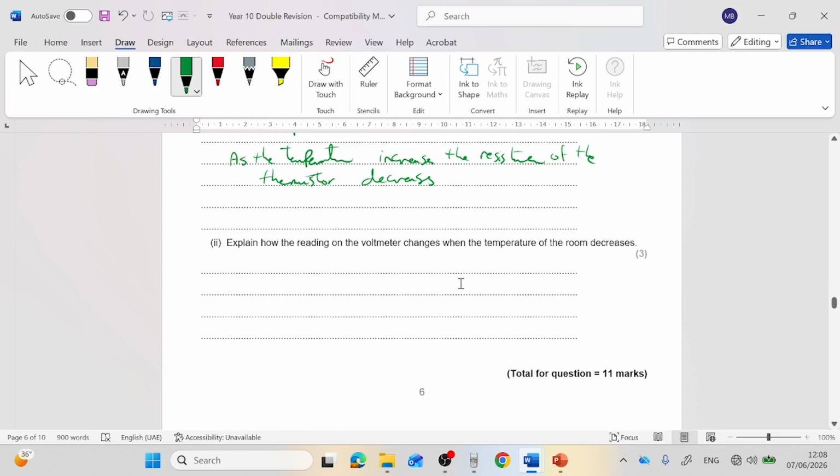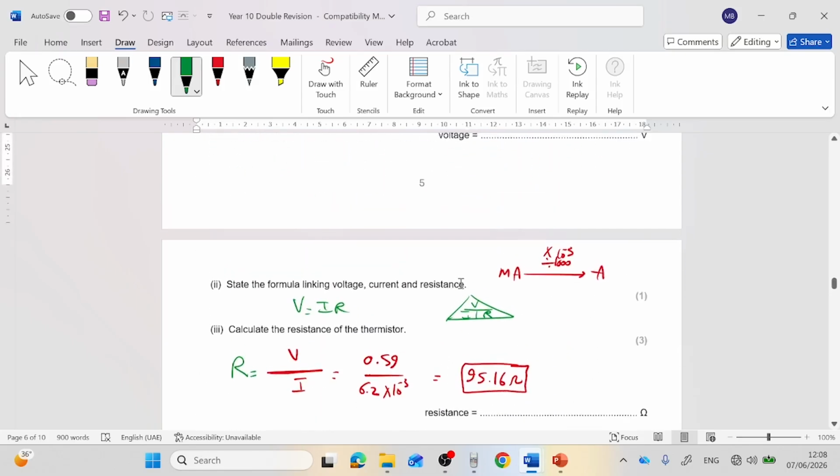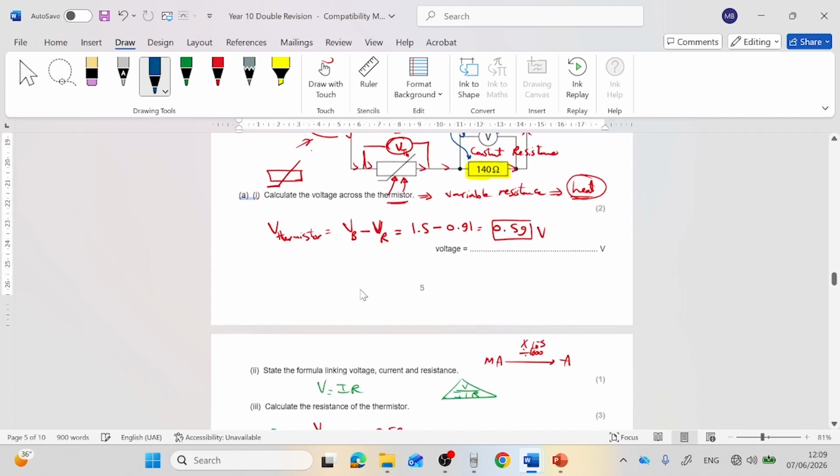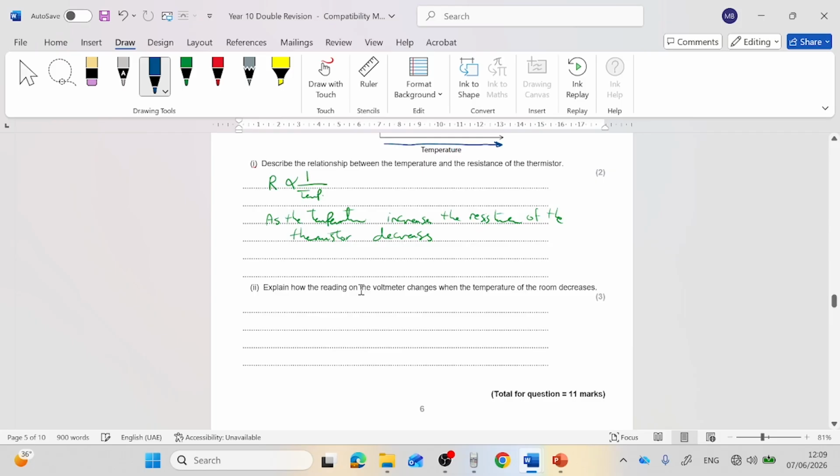For double I, explain how the reading of the voltmeter changes when the temperature of the room decreases. Okay, this is a good question. Can you see this voltmeter? Its reading is equal to I times R. R, pay attention because this is a tricky one. R of this resistance will be 140 ohm because it is a fixed resistance. It will not change. So the factor which will affect the reading of the voltmeter is the current of the circuit. How can we calculate the current which passes through the circuit? Pay attention.